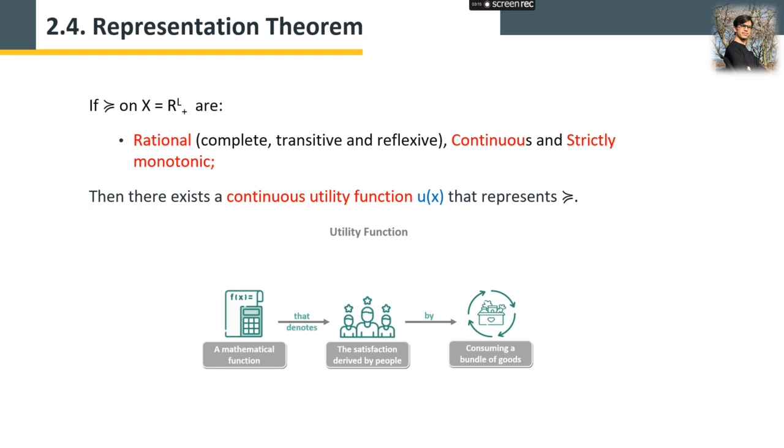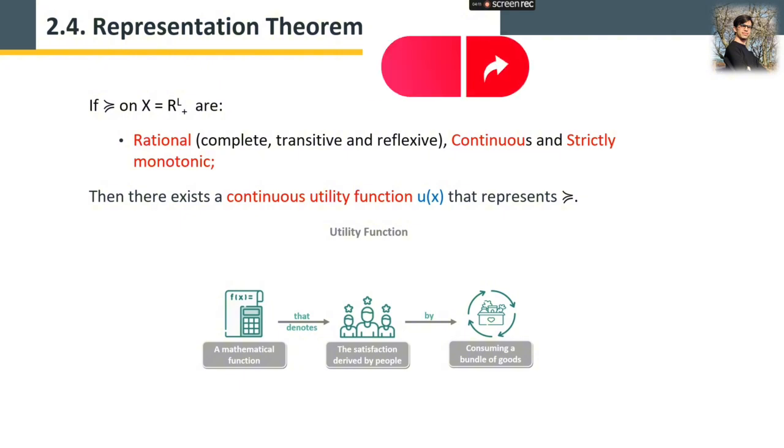So now let's talk about the representation theorem and prove that a preference relation can be represented by a utility function. If the preference relation on the consumption set, which is R^L_+, is rational, that means it's complete, transitive, and reflexive, and it satisfies the axioms of continuity and strict monotonicity, then there exists a continuous utility function u(x) that represents the preference relation. Or we can say a utility function is a mathematical function that denotes the satisfaction derived by people from consuming a bundle of goods.